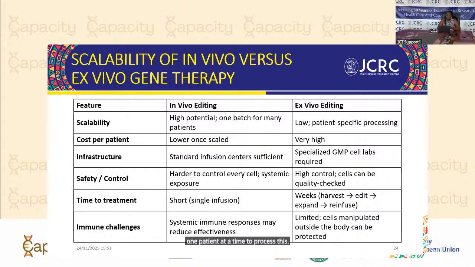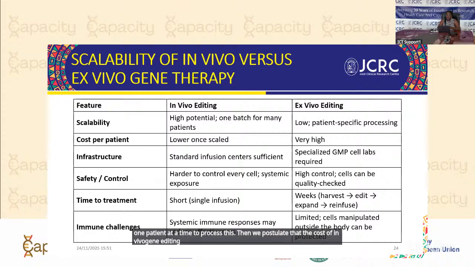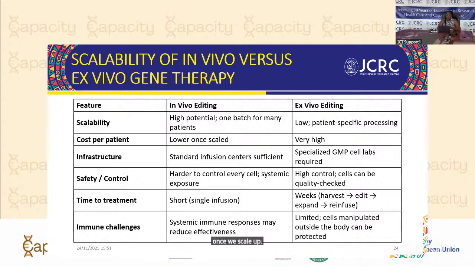Then we postulate that the cost of in vivo gene editing will be much lower than ex vivo gene editing once we scale up. And the infrastructure will be less specialized than for ex vivo gene editing, whereby you need an ISO class 5 laboratory, clean rooms in order to do that. Then for ex vivo gene editing, there is higher control in terms of safety, and the cells have to be quality checked, as we went through that long list.